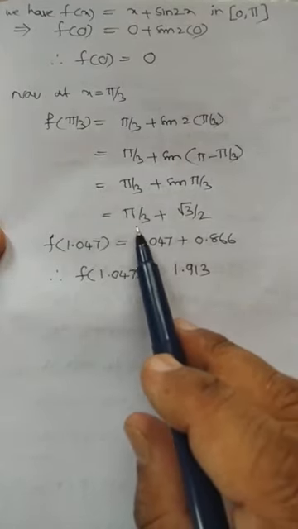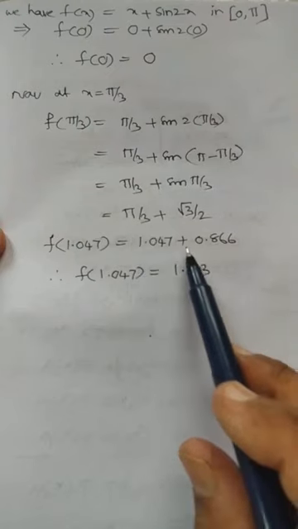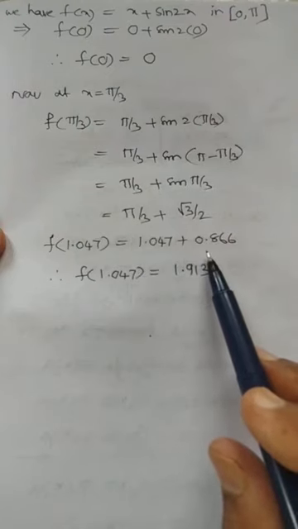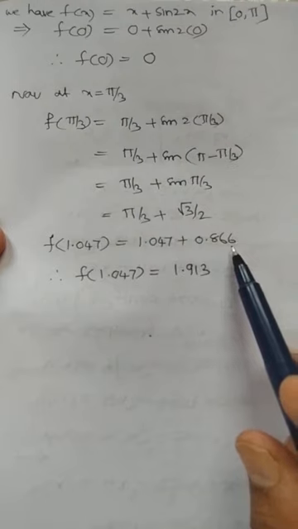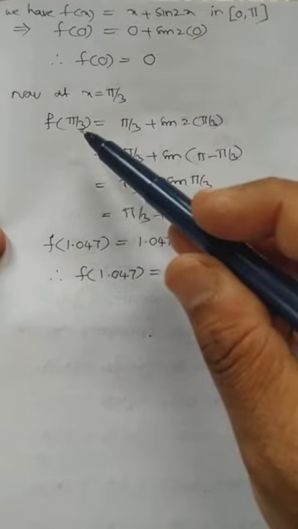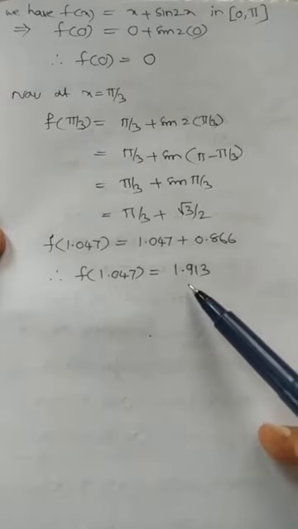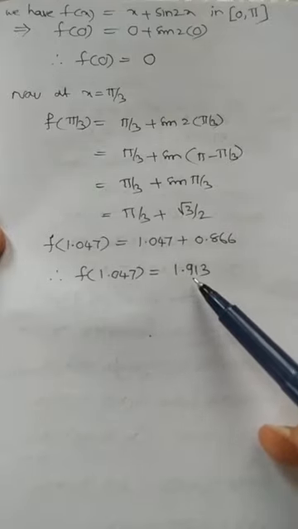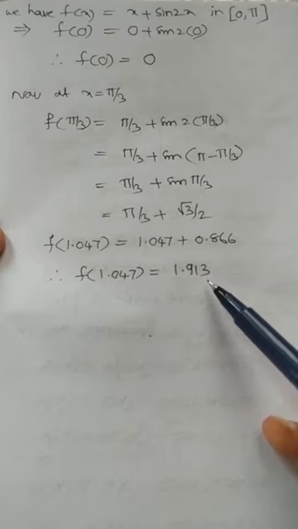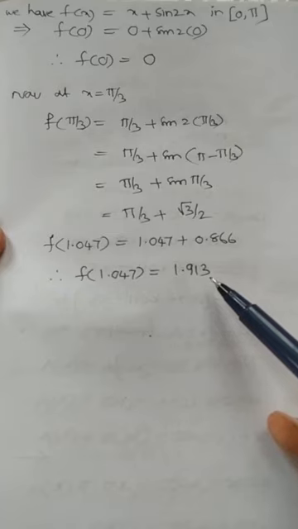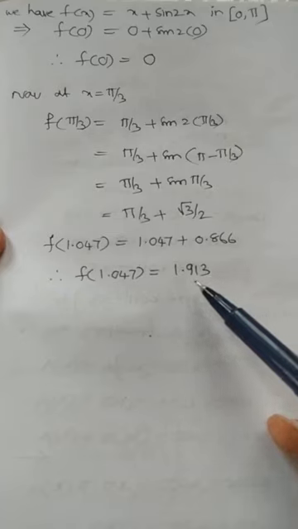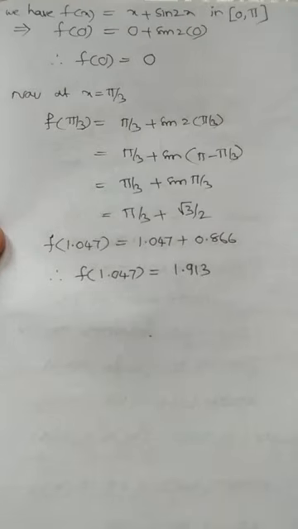1.047 represents the value of pi by 3, plus root 3 by 2, whose value is 0.866. Therefore, f of pi by 3, that is f of 1.047, I got here is 1.913. As per our condition, it must be a maximum. Let us check: is there any larger maximum when comparing with this value?